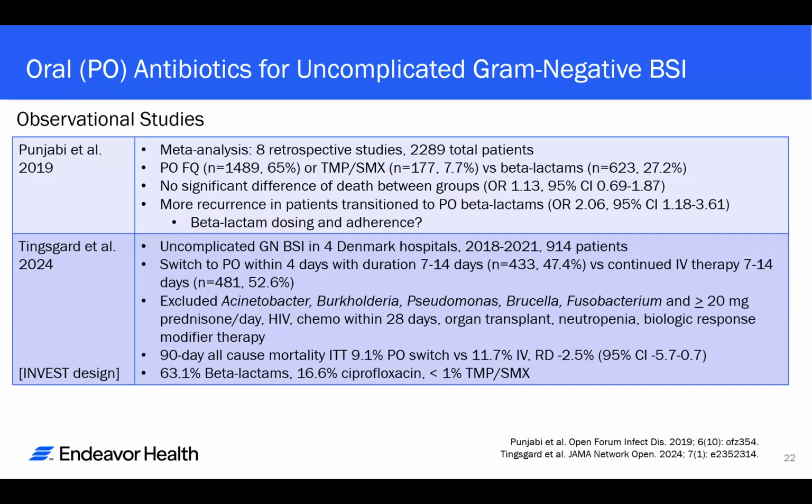One is Punjabi and colleagues in 2019, which was a meta-analysis of 8 retrospective studies over 2,000 patients. And they looked at oral fluoroquinolone or Bactrim versus beta-lactams and found no significant difference of death between the groups. They did, however, find more recurrence in patients that were transitioned to beta-lactams. But the reason I put this in here and why I want to point this out is when we go back through those studies, a lot of the patients that got beta-lactams actually got doses lower than what we would currently recommend for bacteremia. So this is kind of my cautionary tale.